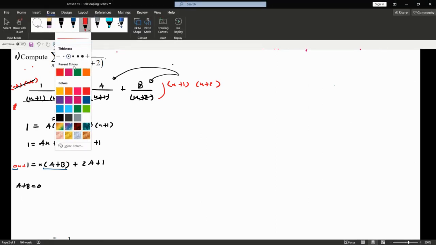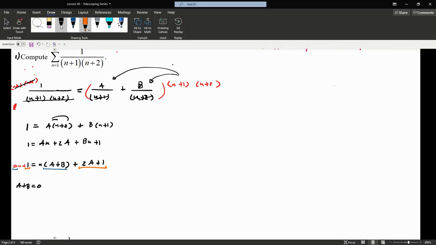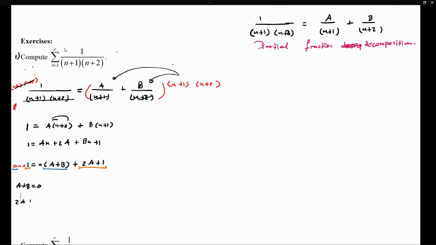In addition, the constant on the left, which is 1, should be equivalent to the constant on the right-hand side. So therefore, we have another equation: 2a plus b is equivalent to 1.